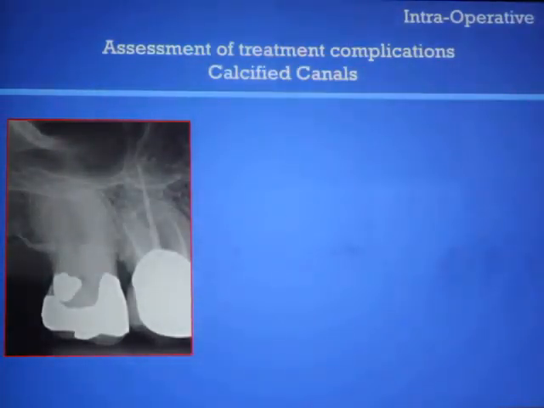Assessment of treatment of complications, calcified canals. As you can see on the radiograph, you cannot see any canal in the second molar. The literature says that even if you can't see any canal on the radiograph, in reality there is a canal which could be as big as size 10 files, so 0.1 millimeter diameter, present in the tooth. It is too small to be seen on a conventional radiograph.